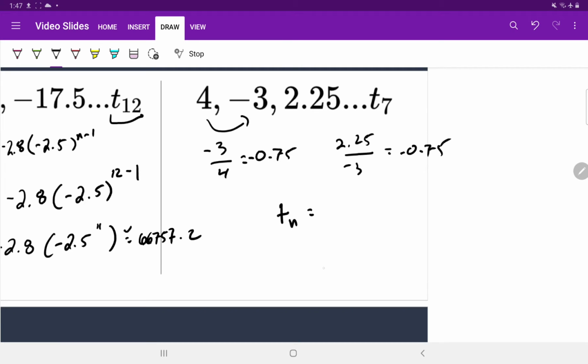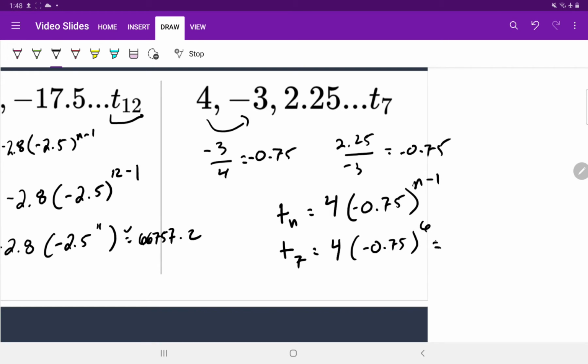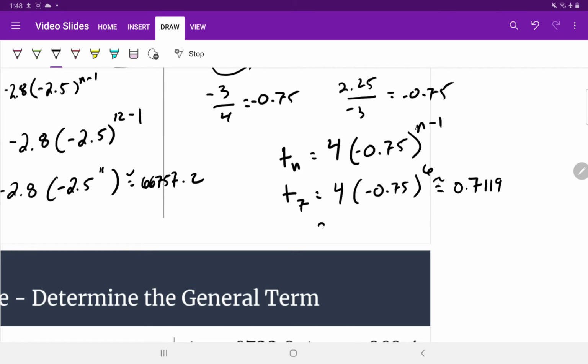So I'll say Tn is equal to 4 times negative 0.75, and my exponent will be n minus 1. Then I'll say term 7 is equal to 4 times negative 0.75 raised to 7 minus 1, which is 6. Then 0.75 raised to the 6th power is going to give me a positive number. And then I'm going to times it by 4. And again, I'm going to do a little bit of rounding here, 0.7119.